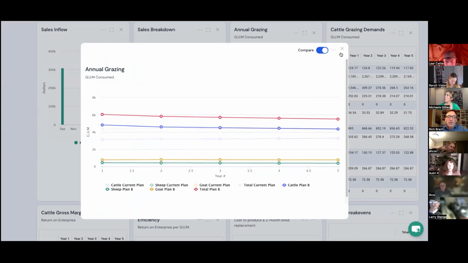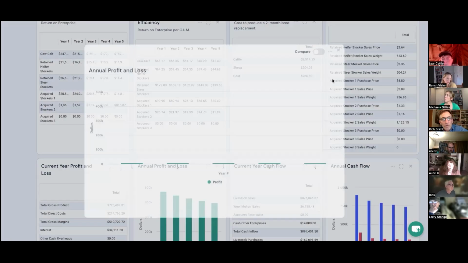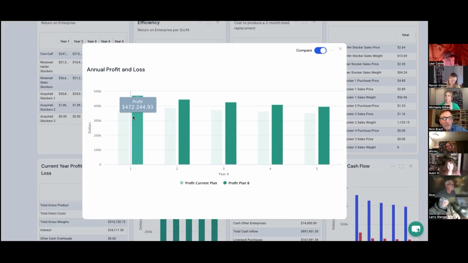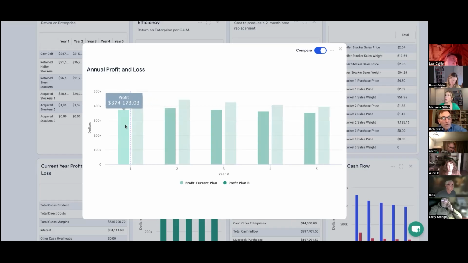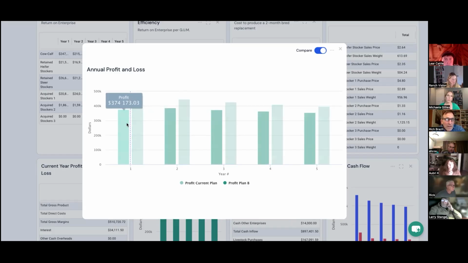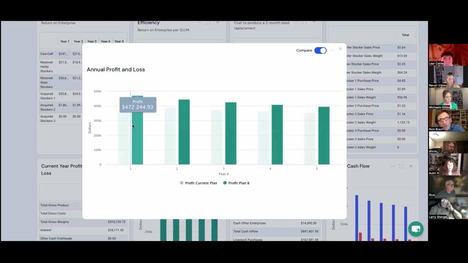Let's look at our profit and loss. We're assuming you have that much grass to feed them. Now this is taking into account the loan repayment, your interest costs, everything. The loan repayment is impacting your cash flow, and the interest costs are impacting your profit and loss. So let's look at year one more time. What was it starting at? 374 to now what? That's almost $100,000 increase in profit if you were to do that, and if you have the grass for that. What's it doing on year 5?